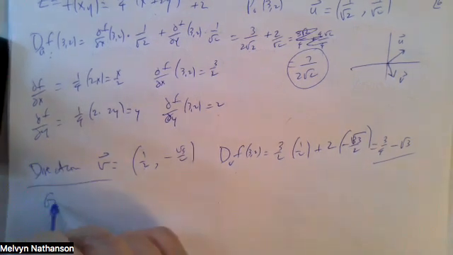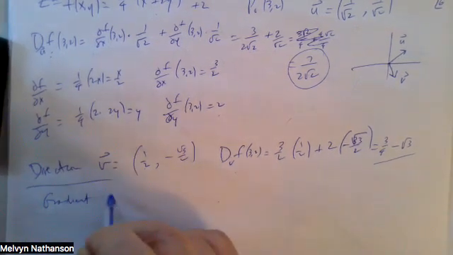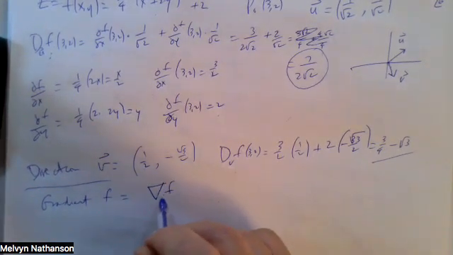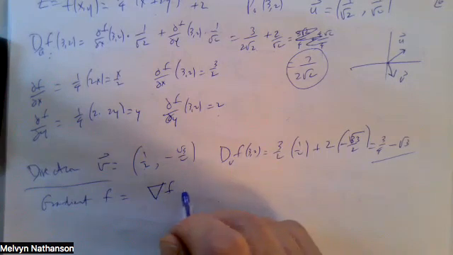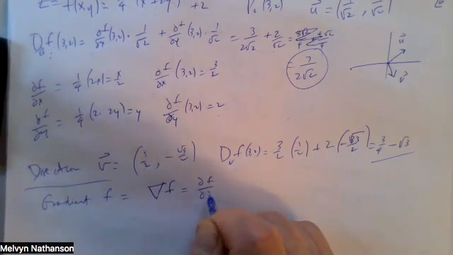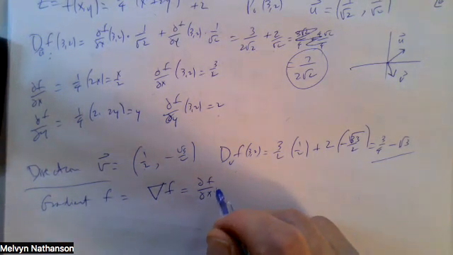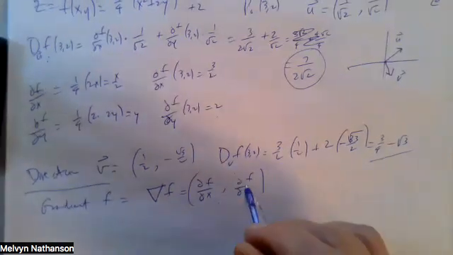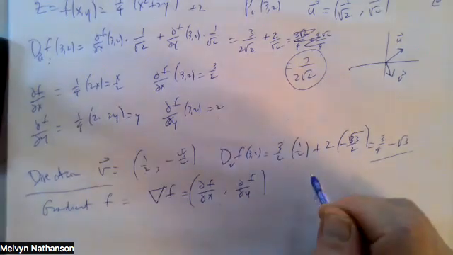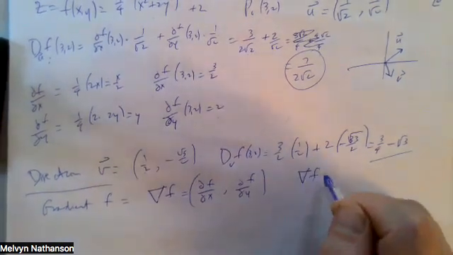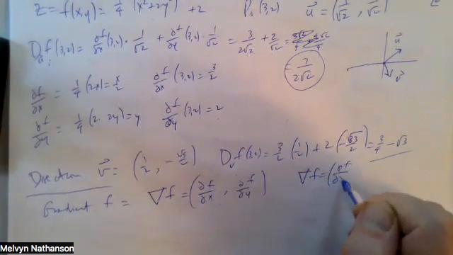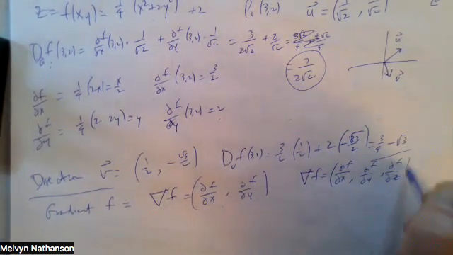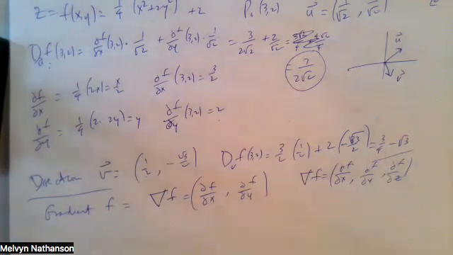Recall that the gradient of f, which is this upside down delta times f, is the partial of f with respect to x, partial of f with respect to y. In a function of 2 variables, and in a function of 3 variables, you would have partial f with respect to x, partial f with respect to y, partial f with respect to z.